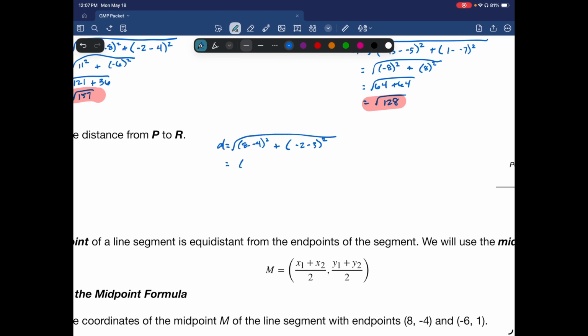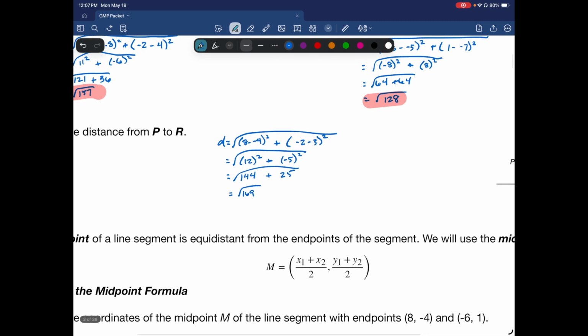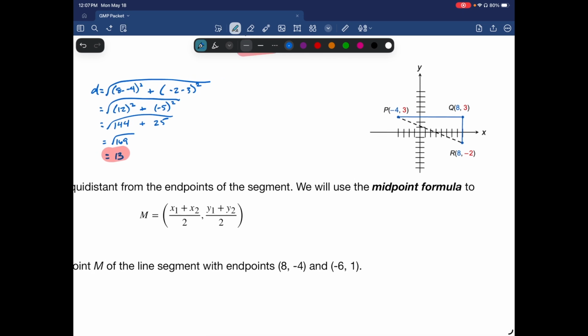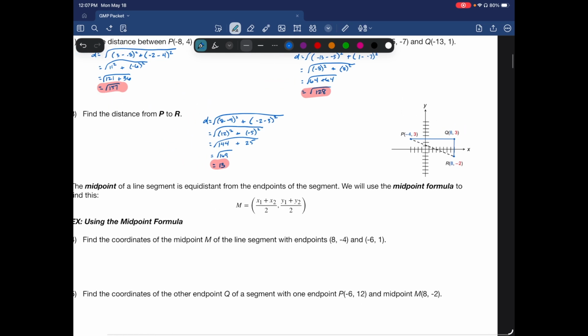Okay, so 8 minus -4, that's going to be 12 squared plus -2 minus 3 is -5, so you get -5 squared. Okay, so you got 144 plus 25. It's going to give you the square root of 169. All right, and it turns out the square root of 169 is a perfect square, so this is simply going to be 13. No rounding necessary. So P and R are 13 units apart. So it's easy to get the distance when it's horizontal or vertical, but the diagonal is where the distance formula really shows up and helps out.